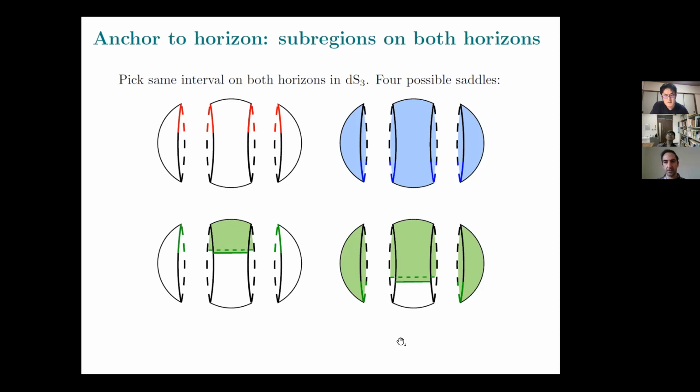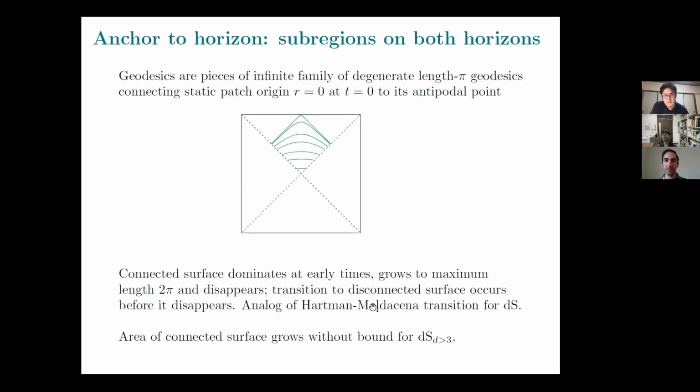So what does this look like in the Penrose diagram? Well, it's kind of simple. At early times, you can see just from this picture, it's favorable to have this connected saddle that cuts across the horizon. So this is a picture for three-dimensional de Sitter, as was the earlier one. It's favorable to cut across because this distance is very short. But as you go up in global time, that distance is getting larger. In dS3, it's actually bounded. I was a bit surprised by this. The distance between these two horizons is bounded by 2 pi because, while the distance is getting larger, the surface is also getting more null. So there's a competing effect which makes the distance small.